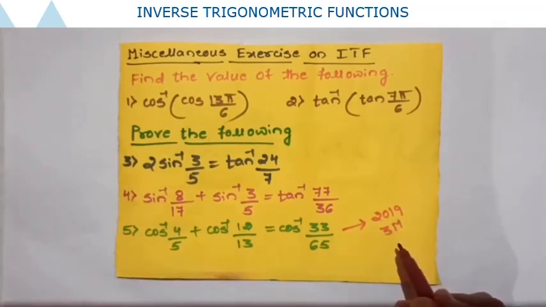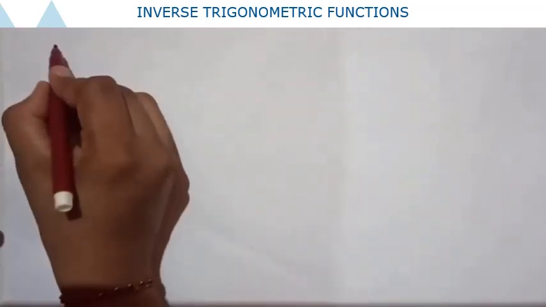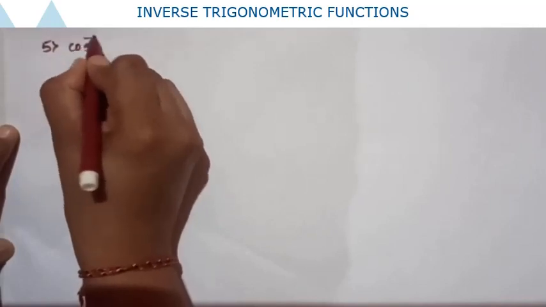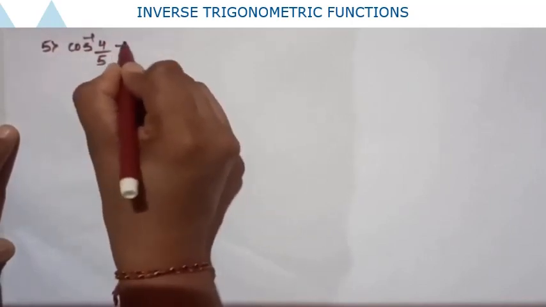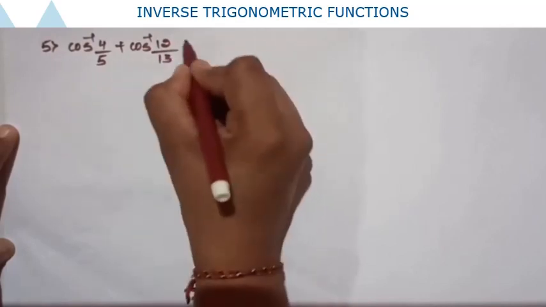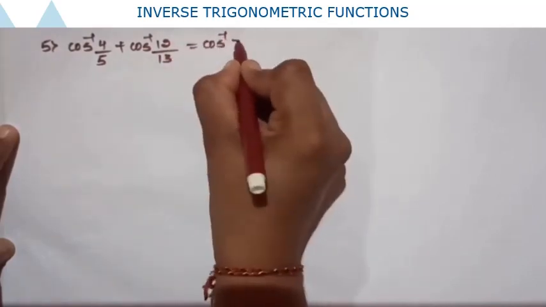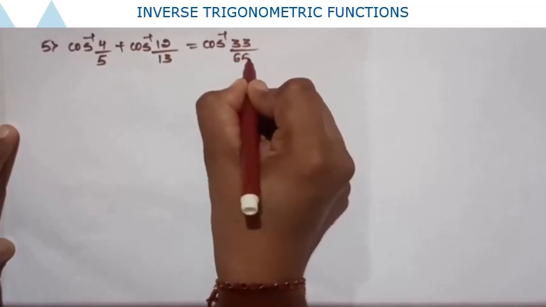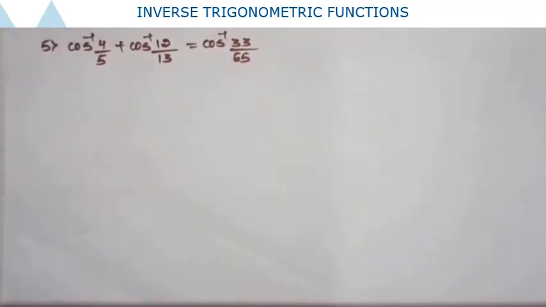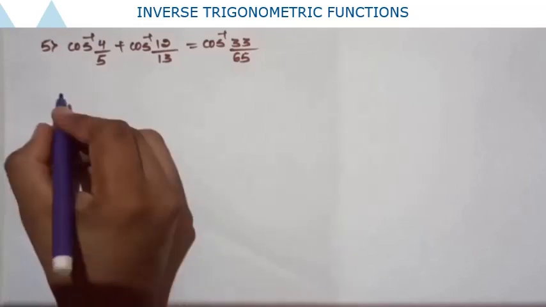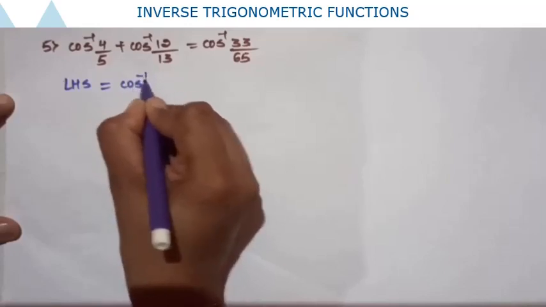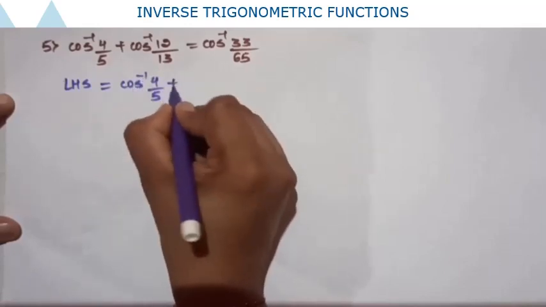So let me do this sum. The fifth question they have asked is, prove that cos inverse 4 by 5 plus cos inverse 12 by 13 equals cos inverse 33 by 65. So to prove LHS equals RHS, let me consider the LHS side here. The LHS side becomes cos inverse 4 by 5 plus cos inverse 12 by 13.